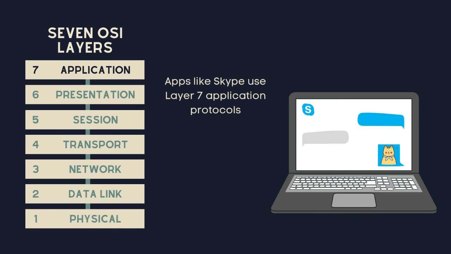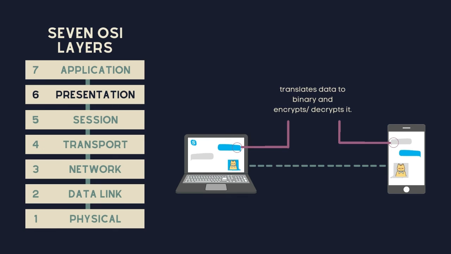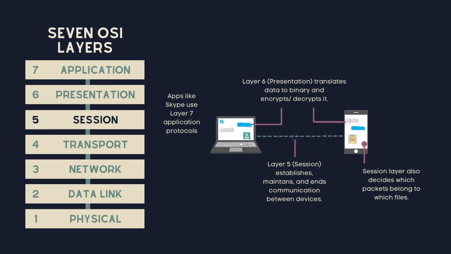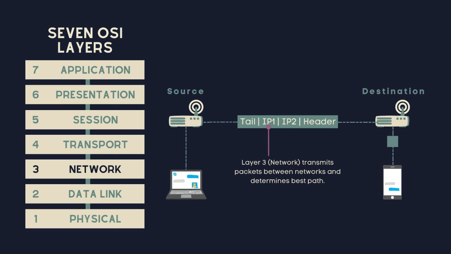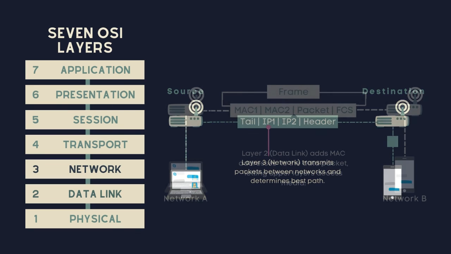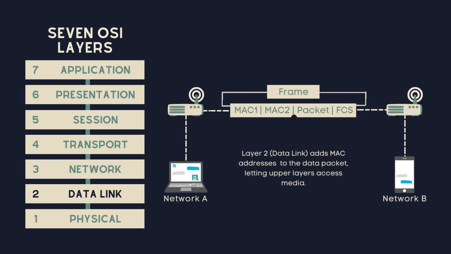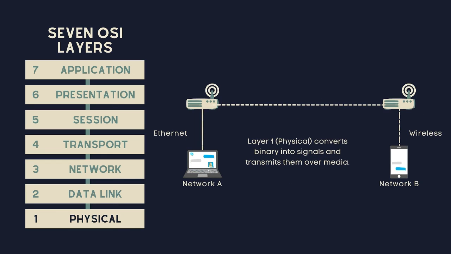In application, apps like Skype use Layer 7 application protocols. In presentation, it translates data to binary and encrypts or decrypts it. In session, it establishes, maintains, and ends communication between devices. In transport, it segments data from Layer 5. It ensures data arrives correctly and at what rate. In network, it transmits packets between networks and determines the best path. In data link, it adds MAC addresses to the data packet, letting upper layers access media. In physical, it converts binary into signals and transmits them over media.